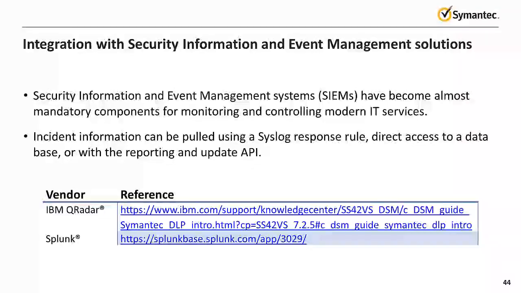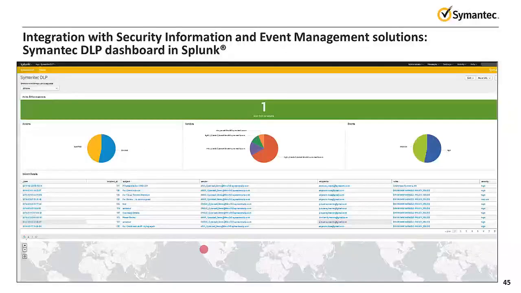Security information and event management, or SIEM devices, are now mandatory components for monitoring and controlling the modern IT services ecosystem. These solutions address the need for compliance and troubleshooting analysis in addition to intelligence that SIEMs provide out of the box. Common integrations with SIEMs are implemented using syslog response rules. However, the incident data access views, as well as the reporting and update API, are also feasible integration mechanisms as well. This diagram shows an example Splunk dashboard, which was created with information directly from Symantec DLP.